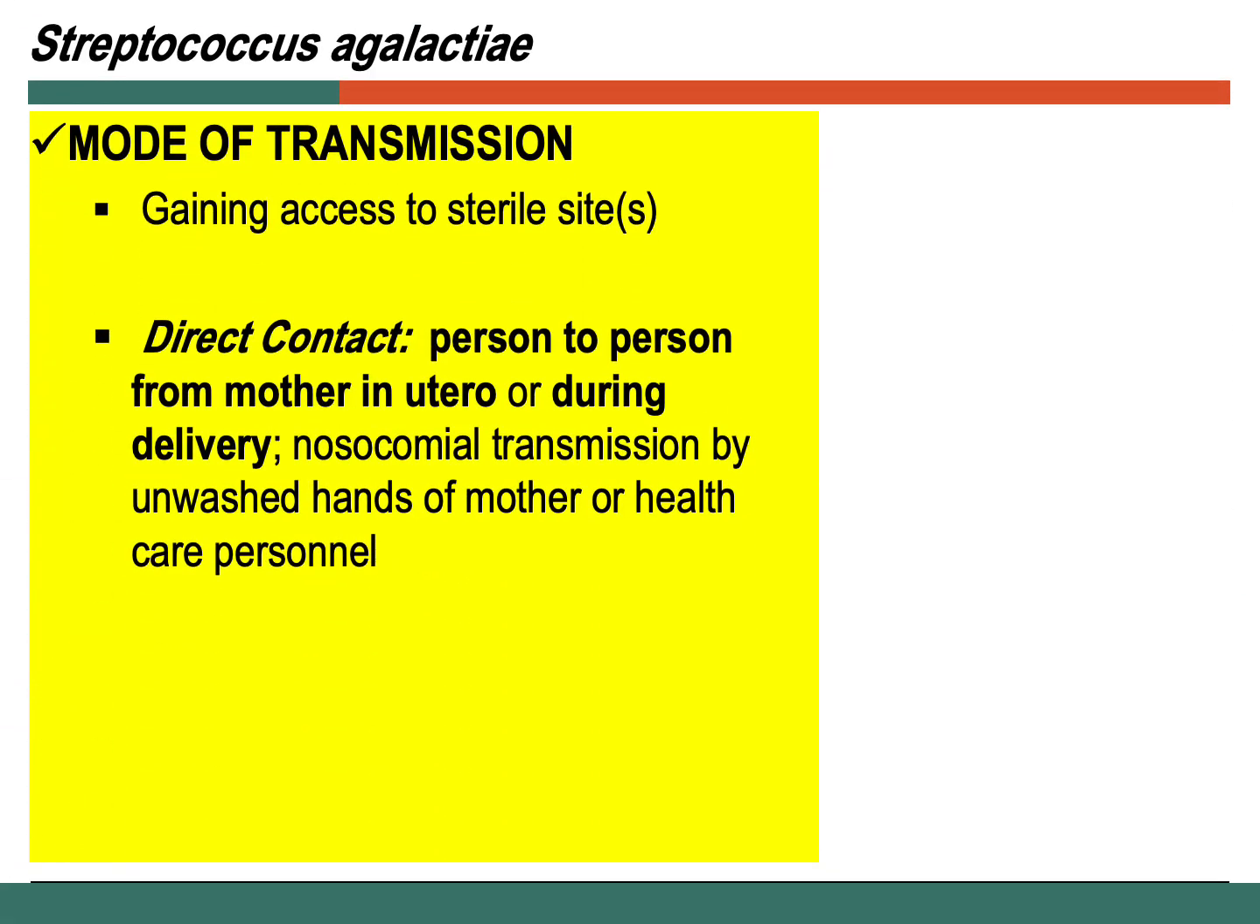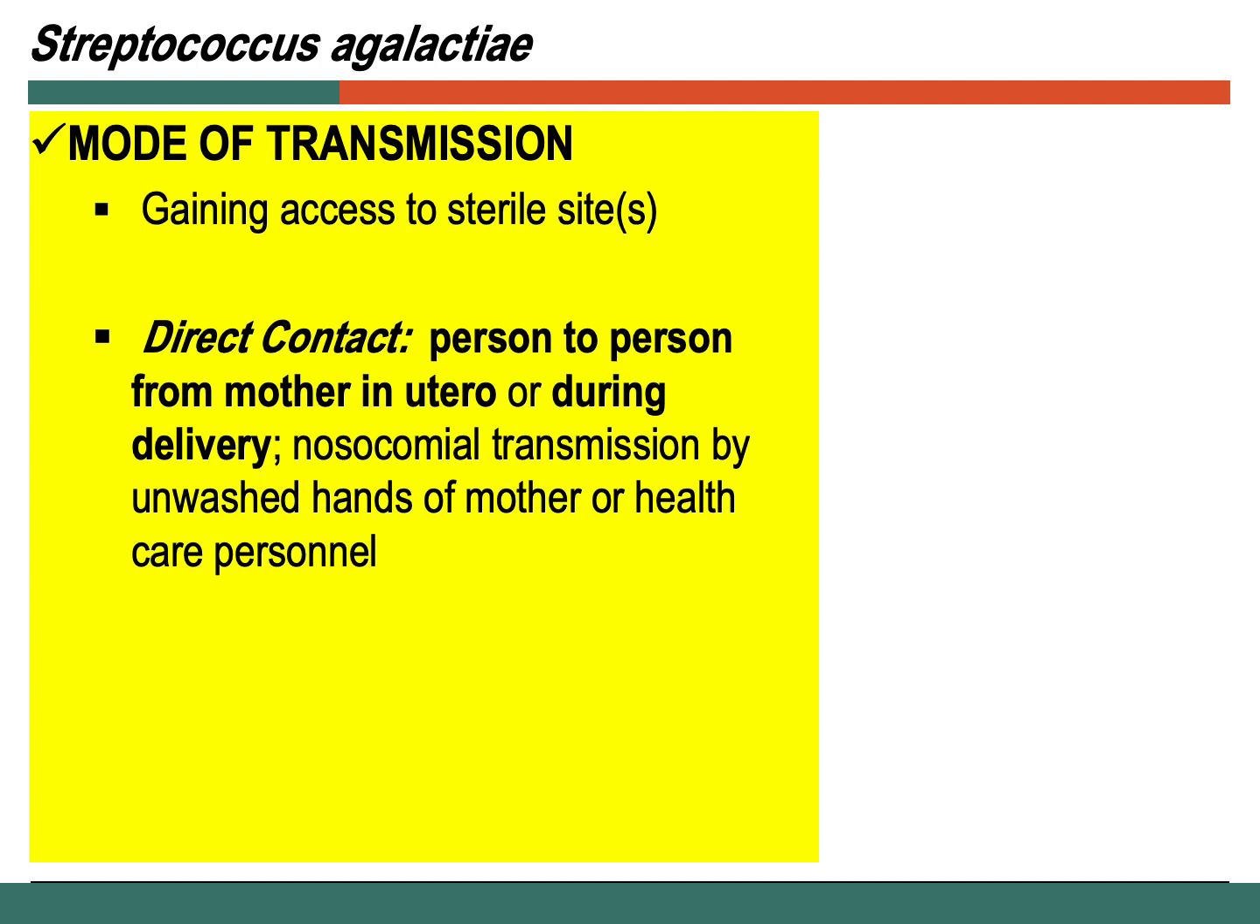The mode of transmission includes gaining access to a sterile site, because again, these are normal flora of the vaginal tract and your lower GIT. So if they gain entry to a sterile site, they can always cause infection. Transmission is person to person, from mother in utero or during delivery. That is why it is very important to screen pregnant women for GBS.